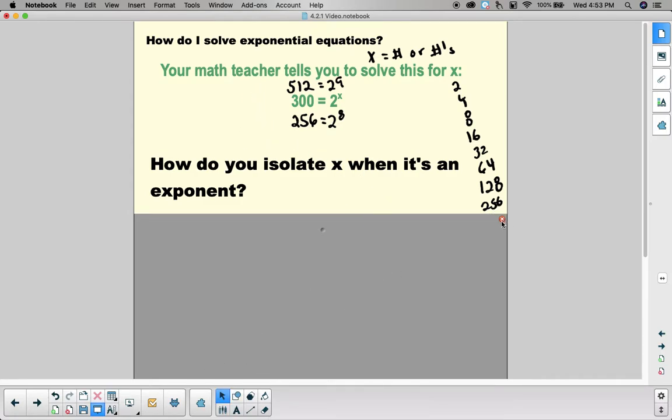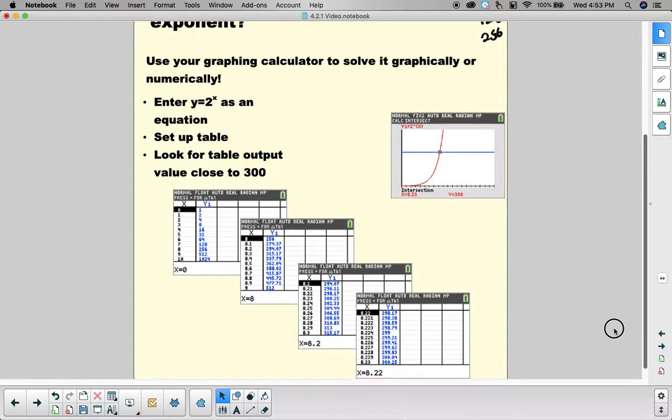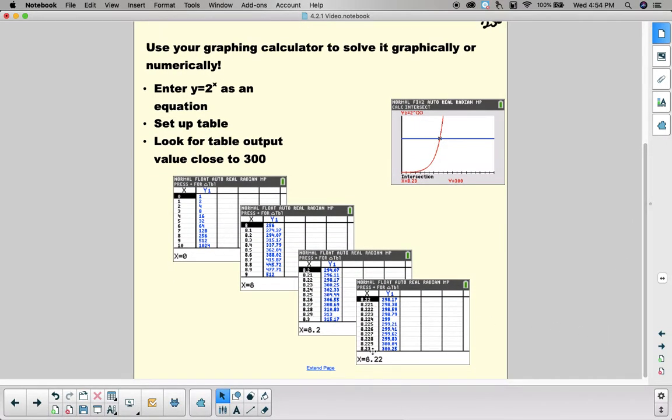I can solve this equation using the strategies in the last series of videos. I could solve it graphically. I can graph the left-hand side, graph the right-hand side, and I come up with an intersection point. And I get about 8.23, which is in the ballpark. x is going to be about 8.23, which is what I expect based on the values of 2 to the 8th and 2 to the 9th. Or I could solve it numerically and just zoom in with my table, and I could come up with a value there, 8.229 or so.